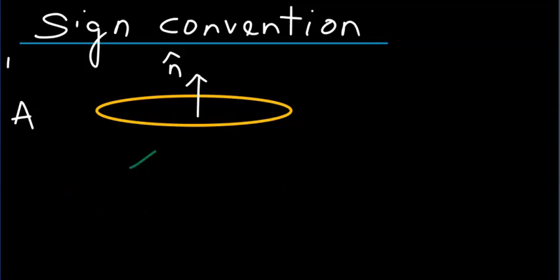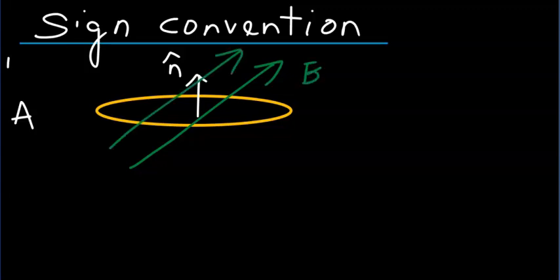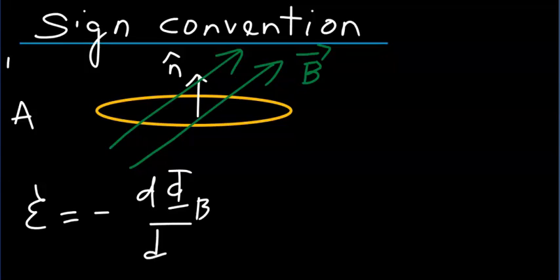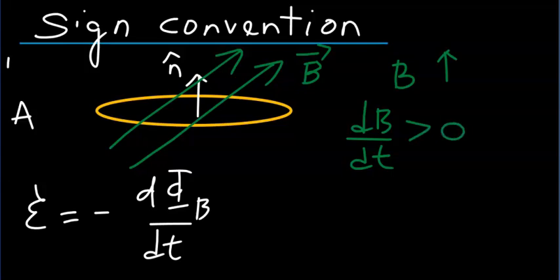Note that you have a uniform magnetic field through this loop whose area is A meter squared. Induced EMF is given by minus the rate of change of magnetic flux. Now let's assume for a moment that the magnetic field is increasing in time. The value of magnetic field is increasing in time. So dB dt is a positive quantity.